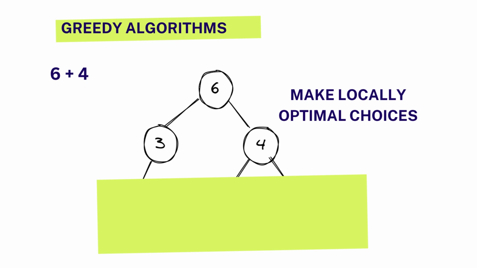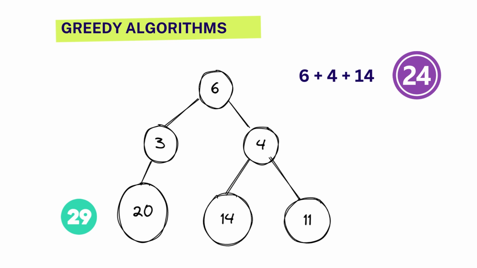Looking from the 6, there are two options, 3 and 4. So 4 is greater than 3, so it will choose the pathway of 4. It will choose the number 4 node. Now from number 4, it needs to choose again between two pathways. From the 4 itself, there are 14 and 11, so it will choose 14. So by using a greedy algorithm, our path is 6, 4, 14. The total sum is 24.